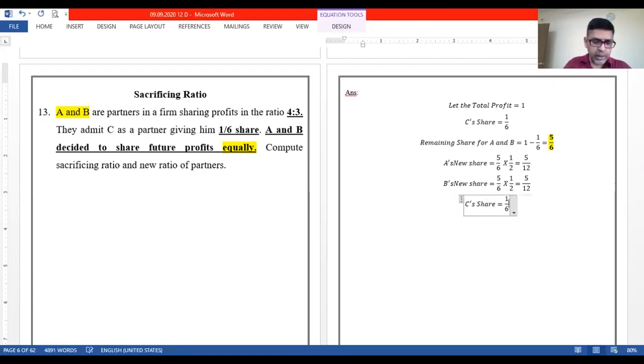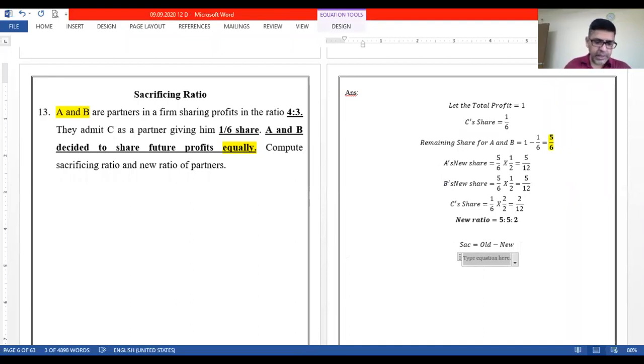1/6, right? Now, 1/6 has to be converted to twelfths, so multiply by 2. That will be equal to 2/12. Okay, so finally I have the new ratio with me. So the new ratio will be equal to 5:5:2. Okay, now I have the new ratio with me. I have the old ratio with me. So I can calculate sacrifice, right? The sacrifice formula is old share minus new share, right? Son, if you remember. Okay, the same thing.